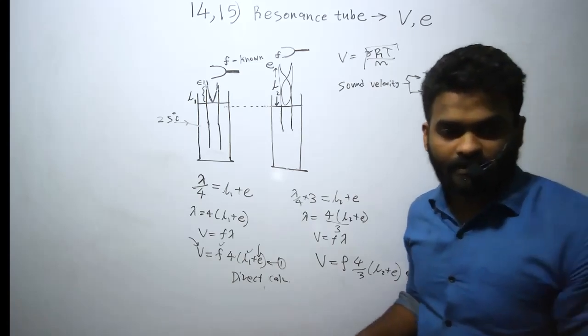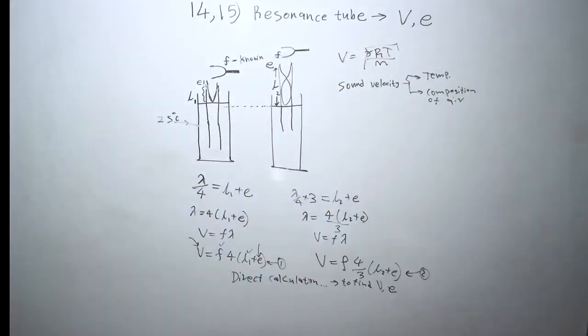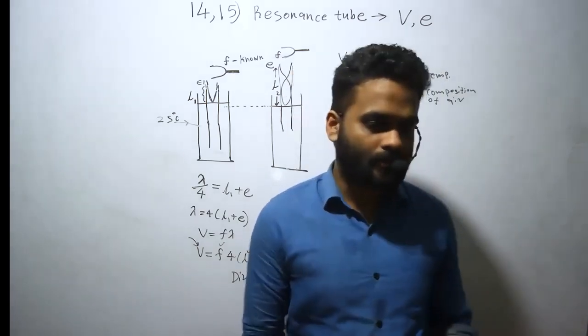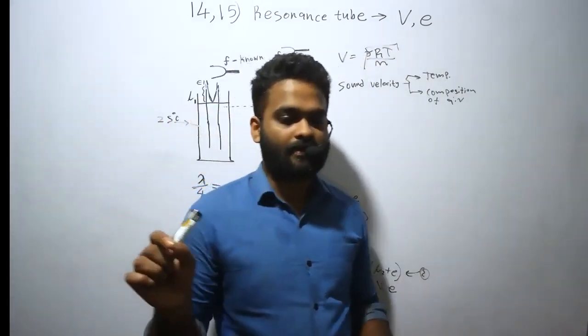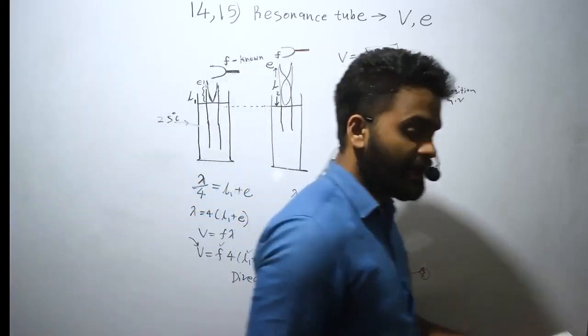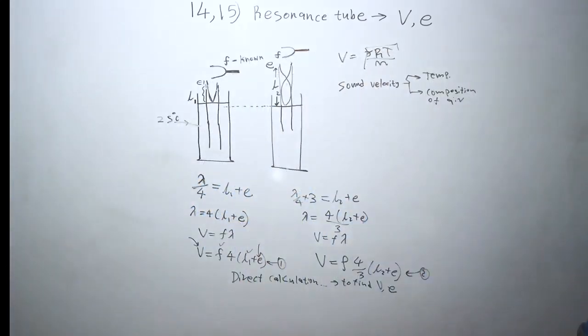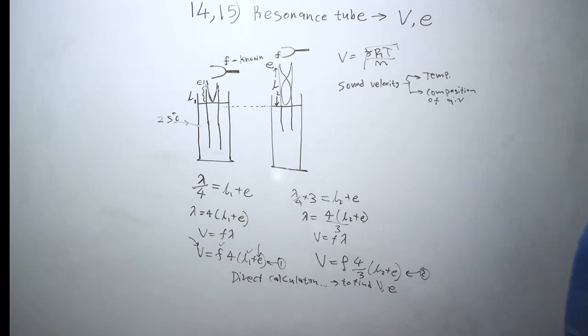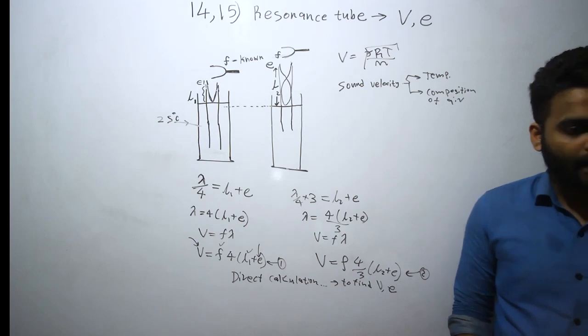Give a thumbs up once you've taken it down. So take this down quickly. Write down the main purpose of the experiment. The main purpose of the experiment is to find the sound velocity in air.